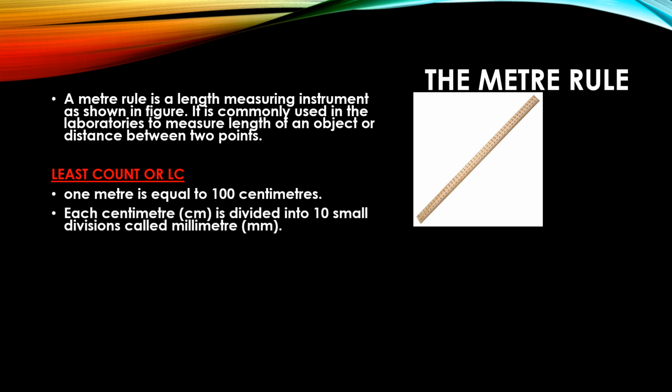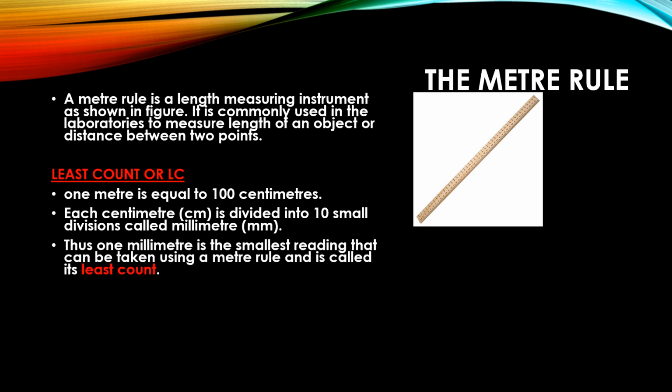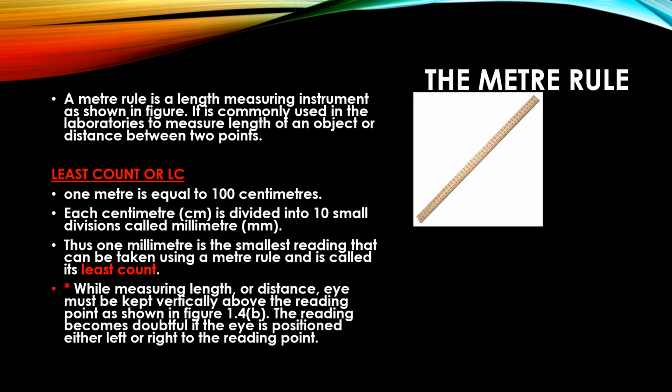Each centimeter is divided into 10 small divisions or lines which are marked on the ruler, and each line or each division is known as millimeter. So what is the least count of the meter rule? That is the minimum value which we can read with the help of the meter rule, and that is 1 millimeter or 0.1 centimeter.